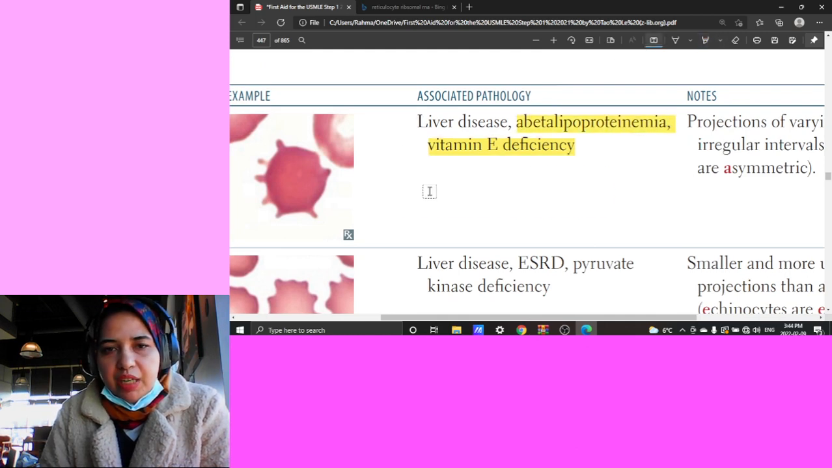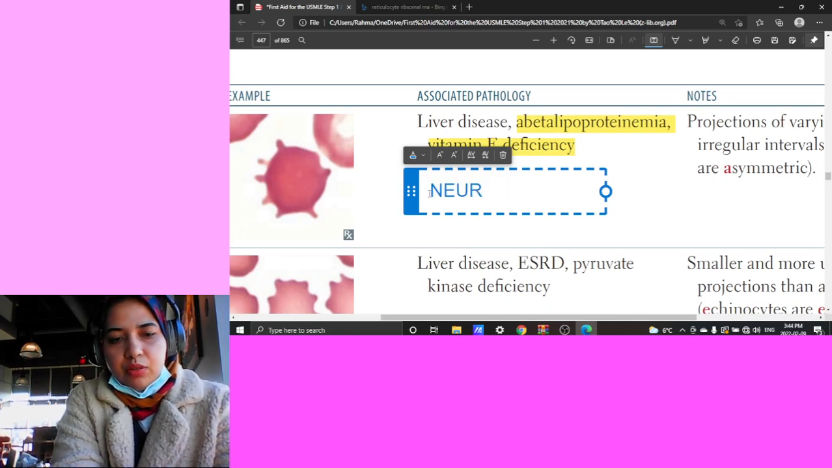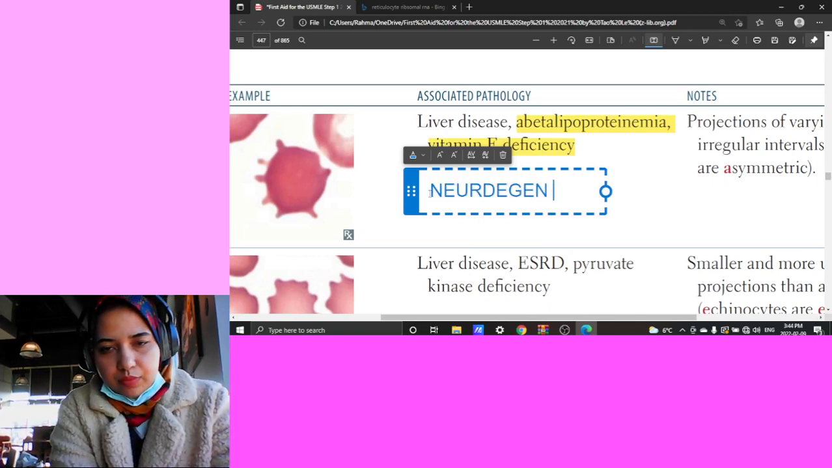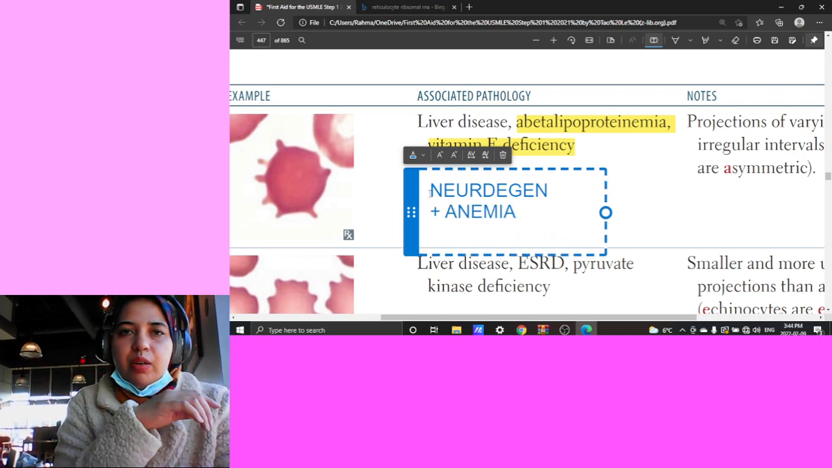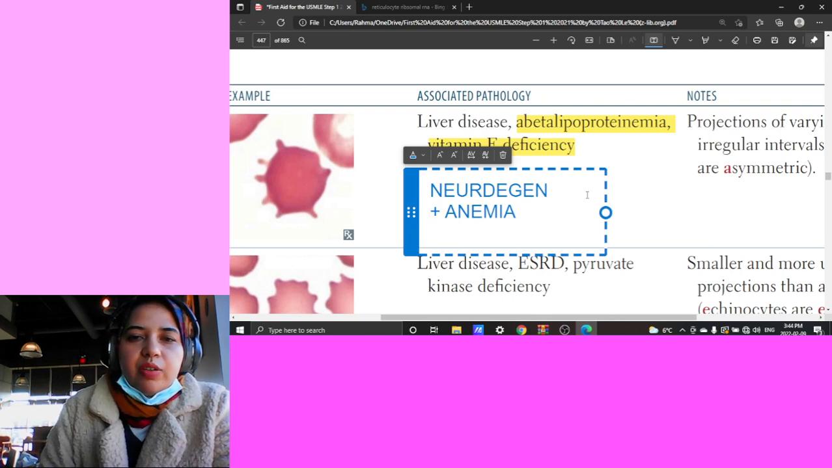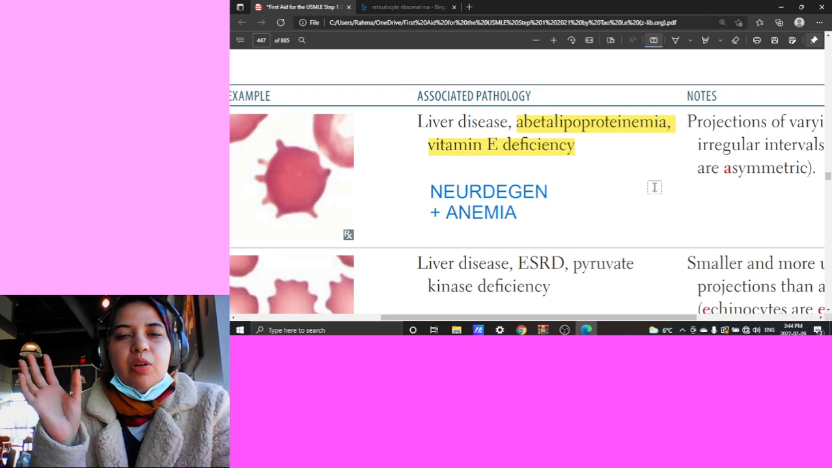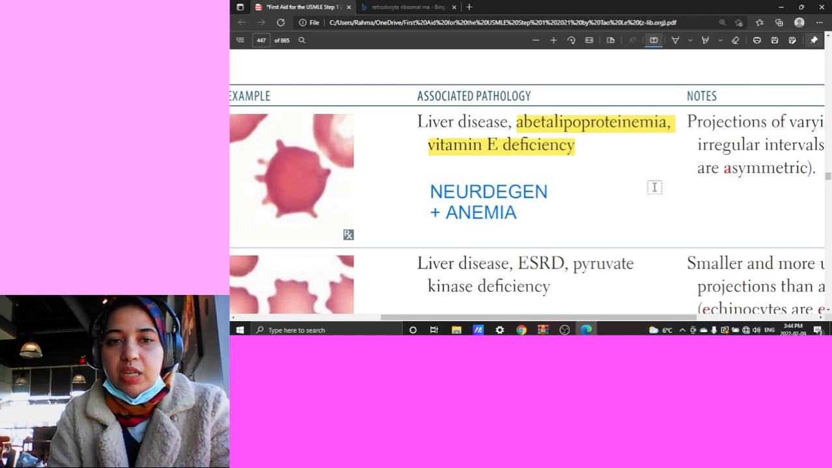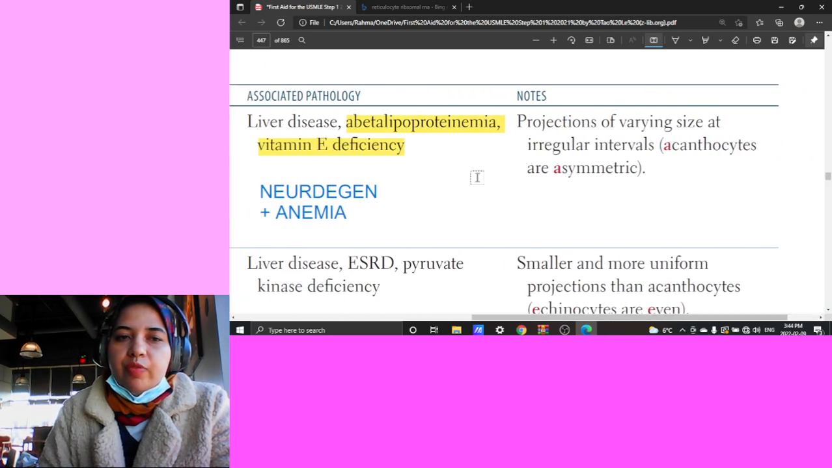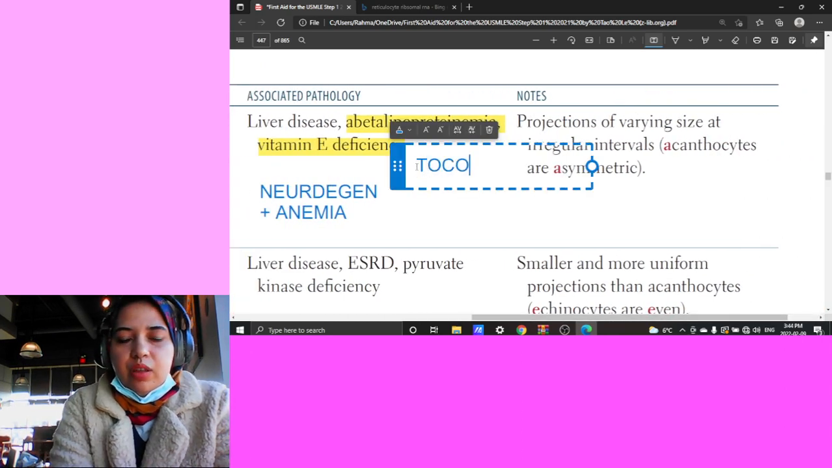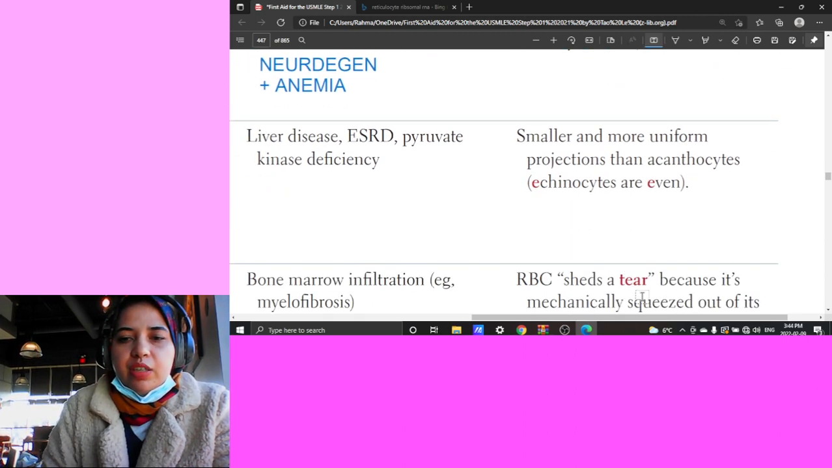Key thing here with vitamin E deficiency: if you have neurodegeneration plus anemia, think vitamin E deficiency, you're likely to get a question on that. So you're going to get a patient who has decreased vibration, decreased proprioception, a whole bunch of decreases in all of their senses, plus anemia, think of vitamin E deficiency. And vitamin E deficiency is tocopherol, so these projections are at irregular intervals.